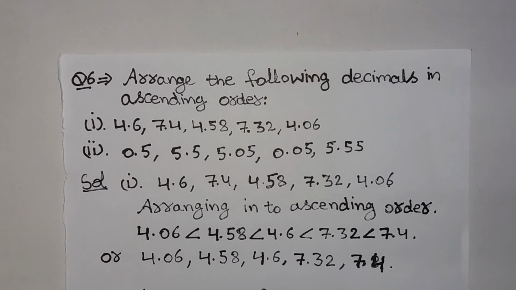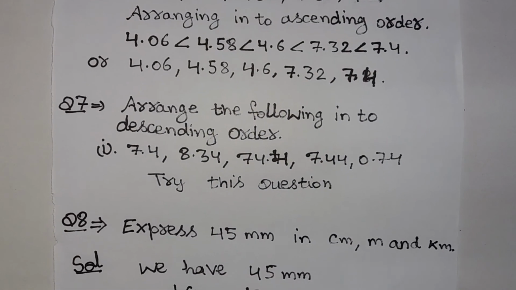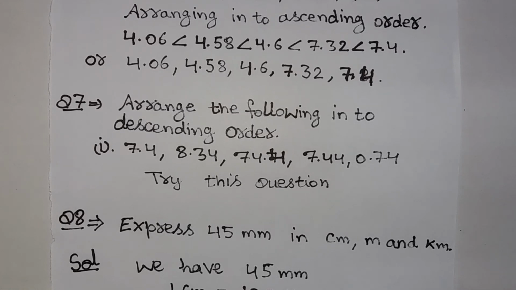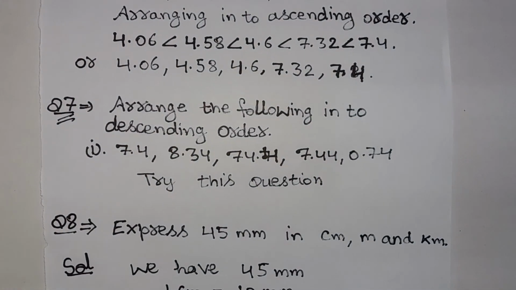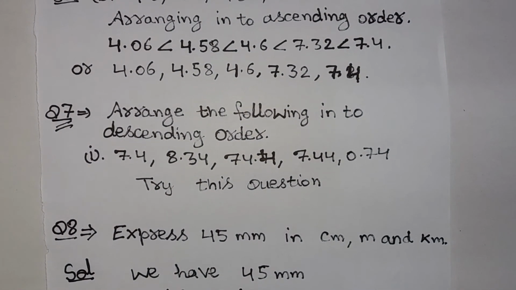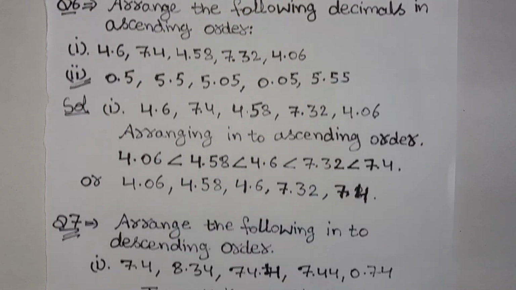So similarly you can try this second part. So next question, in question number 7, arrange the following into descending order. To arrange in descending order, you have to write the greater number first, then the lesser number. You can try this question number 7 yourself. It is the same as the above question, but you have to arrange it into descending order, the opposite of question number 6.